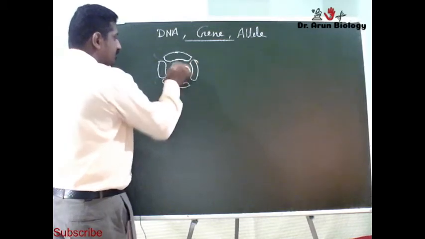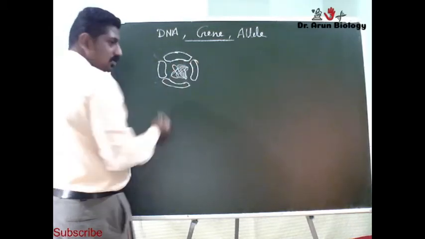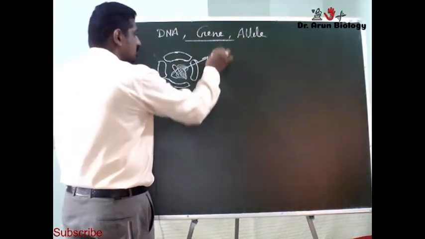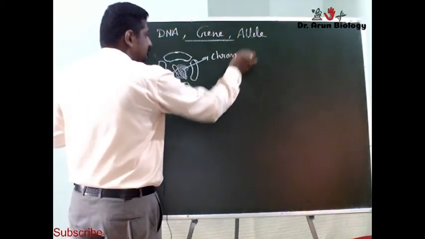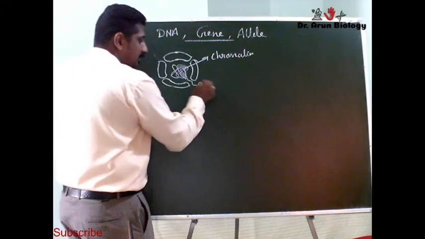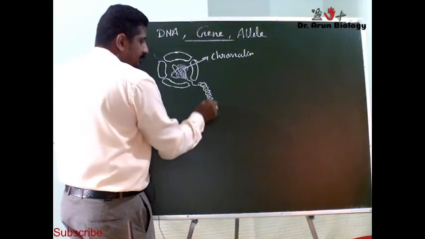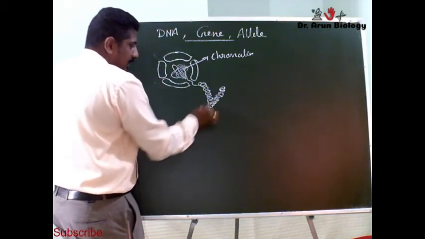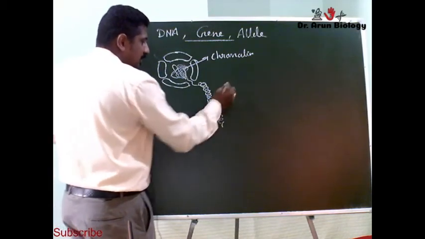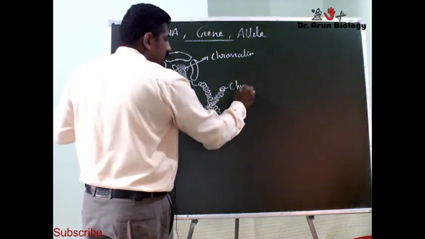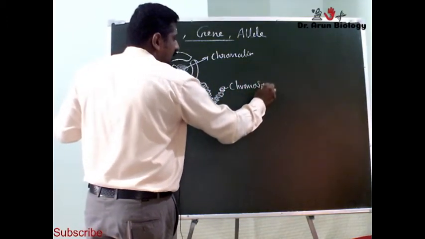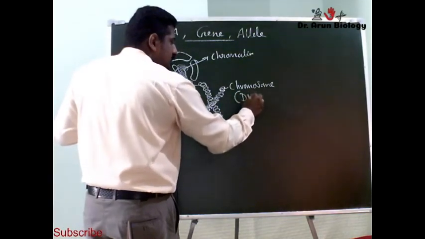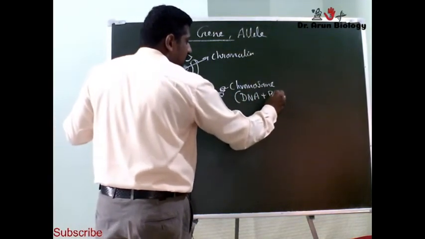In this, you have some thread-like structures. What is the thread-like structure? This thread-like structure is called chromatin. This chromatin will condense and form one X-shaped structure, and this X-shaped structure is called a chromosome. So chromatin condenses to form a chromosome. What is a chromosome made up of? Chromosome is made up of DNA plus proteins.